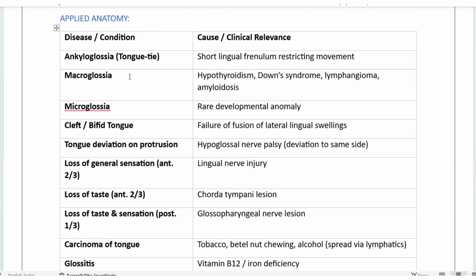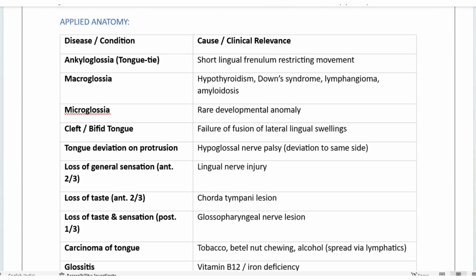So coming to the last part now, that's the applied anatomy. Here they've asked us for 2 marks, so you can mention any 4.